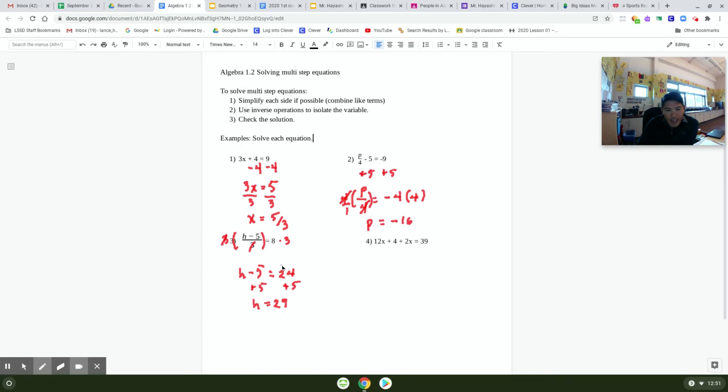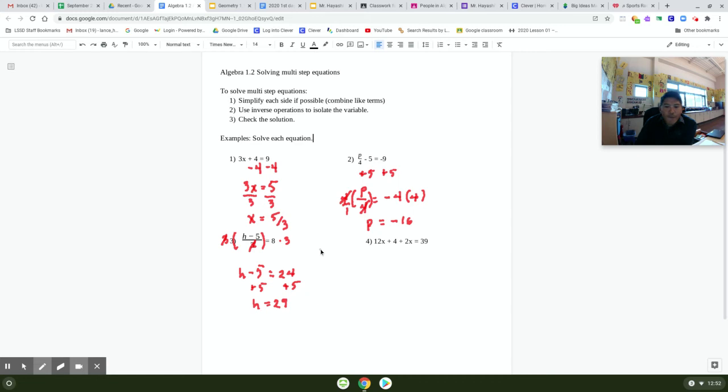And then I can go back and check that into the original equation, or the equation that we started with. Since h is 29, 29 minus 5 is 24. That was over or divided by 3. 24 divided by 3 is 8. So 29 checks, which means it's the correct solution.